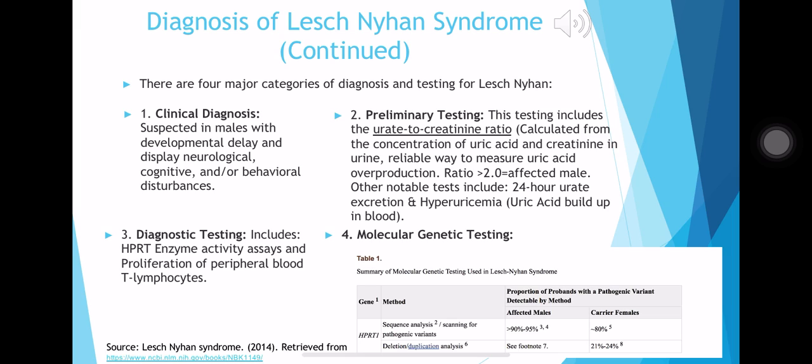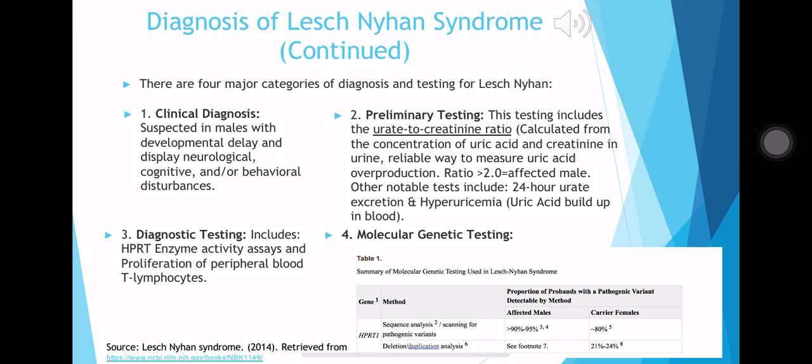Moving on into preliminary testing, there is a calculation that is performed. It's called the urate to creatinine ratio, and this is a reliable way to measure uric acid overproduction. When the ratio calculation is found to be above 2, there is a higher possibility of Lesch-Nyhan syndrome occurring. Other notable tests that healthcare providers also do within preliminary testing are monitoring for hyperuricemia, which is uric acid buildup in the blood, and a 24-hour urate excretion as well.